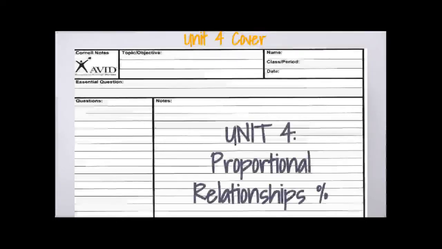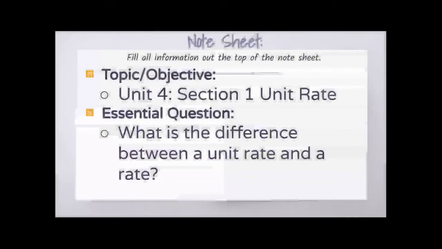Okay, let's go ahead and start off and add our first unit cover for Unit 4. We're going to go ahead and write Unit 4 proportional relationship percentages. This is where you write big, it's your cover page, it's going to take up the room. Remember, we just use the back of this page as our practice problems. On your second note sheet, so we're using 2 pages today, please write Unit 4, Section 1, unit rates.